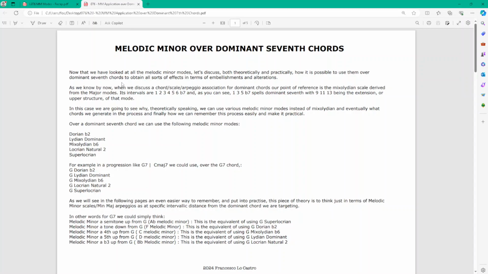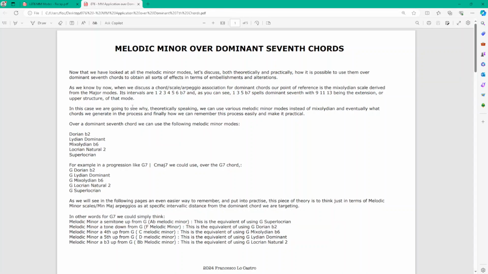As we know by now, when we discuss the chord scale arpeggio association for dominant chords, our point of reference is the Mixolydian scale derived from the major modes. The intervals of a Mixolydian scale are 1, 2, 3, 4, 5, 6, flat 7. And as you can see, 1, 3, 5, flat 7 basically spells the dominant 7, while 9, 11, and 13 are the extensions or the upper structure of that mode.